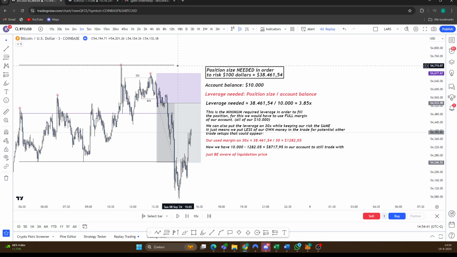But I want to just change your perspective on leverage. Leverage is just a tool where you can calculate how much margin you need to put in a trade in order to still risk the same amount. It doesn't mean that you're risking more if you're using higher leverage. You're just risking the same. You're just calculating what margin you're putting on the trade.